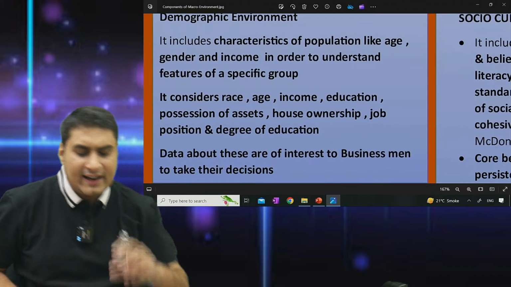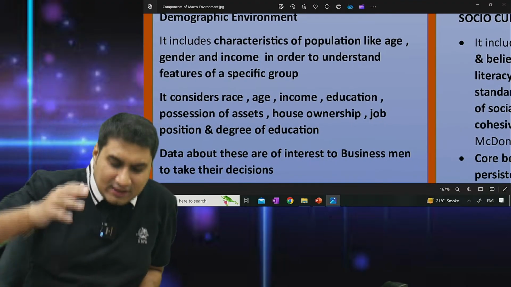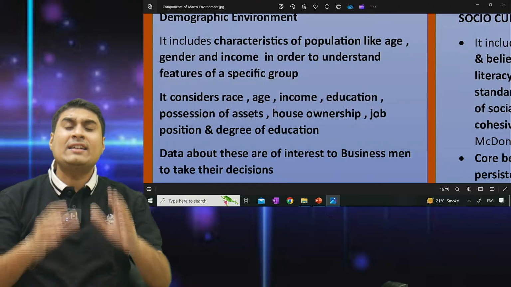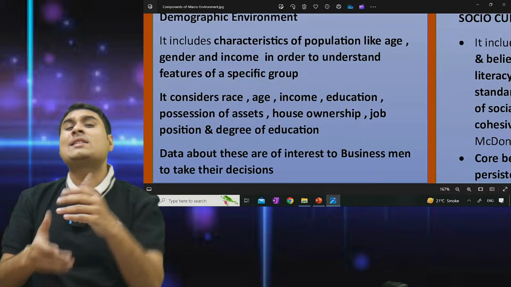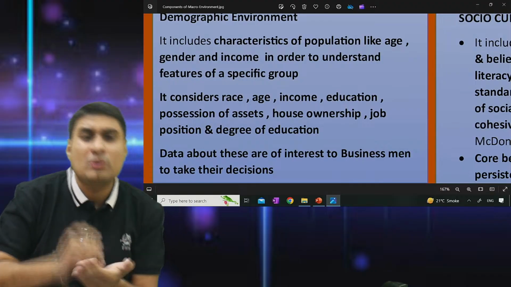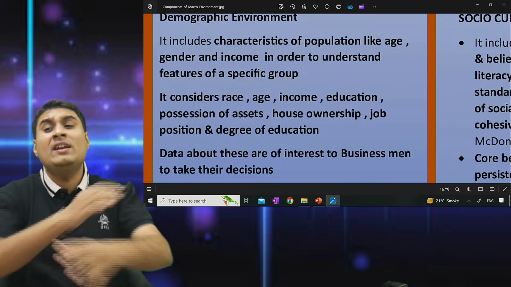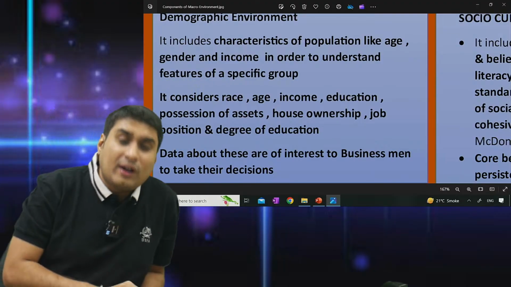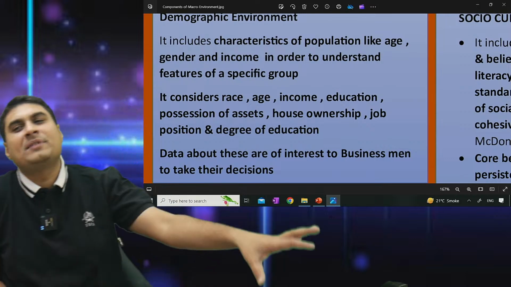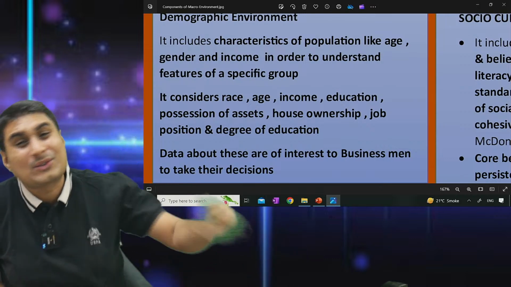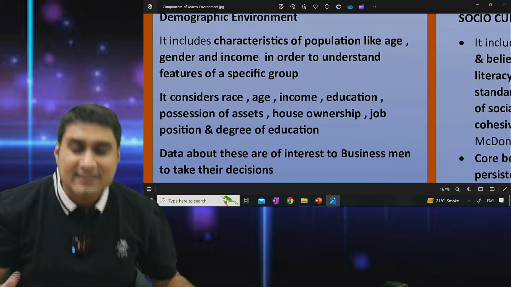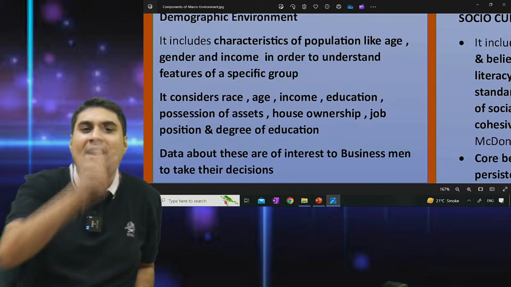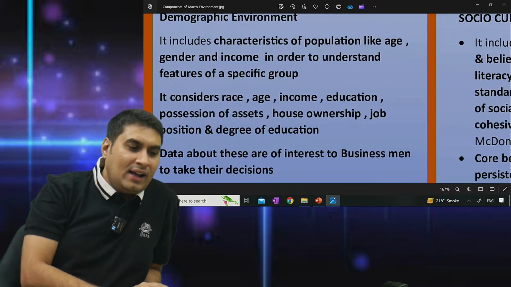See, it includes characteristics of population like age, income, sex. To understand race, income, age, education, data about this are of interest to the businessman. Why people are coming to India, you have to understand. In 2025 we are going to overtake China also. So if you want to come, there is no country available in this world except India. Our demographics are so strong. Anyone who wants to do business, they want liberalization, privatization, globalization. Baby, come to India. You have no other location in the world. I hope you are clear.